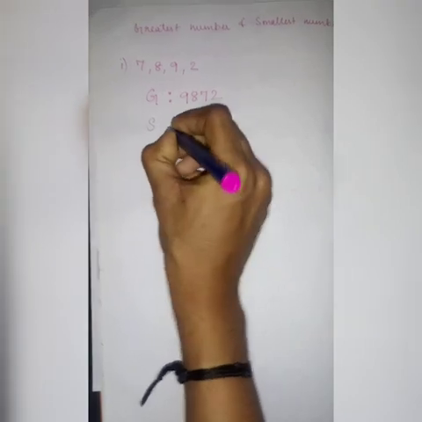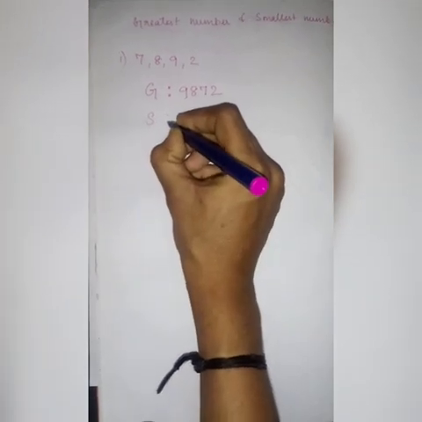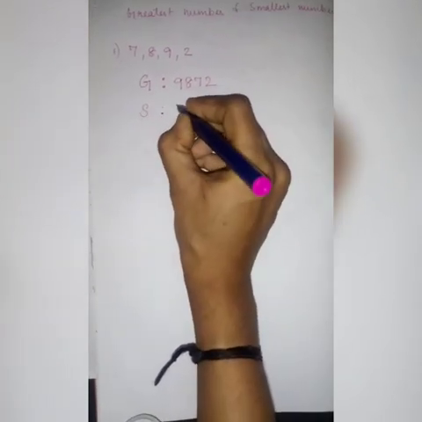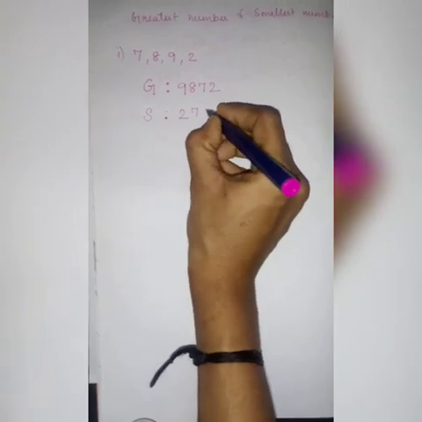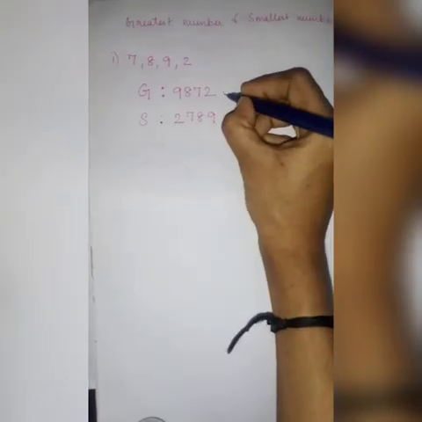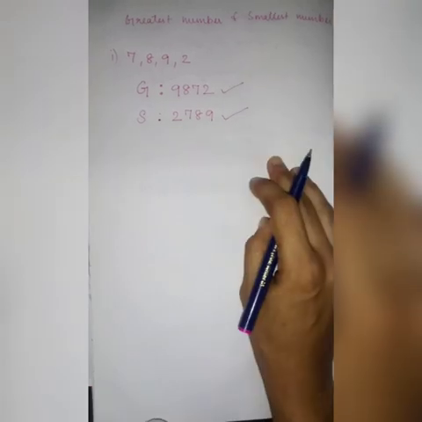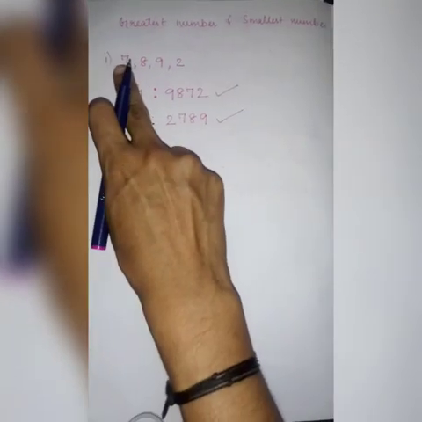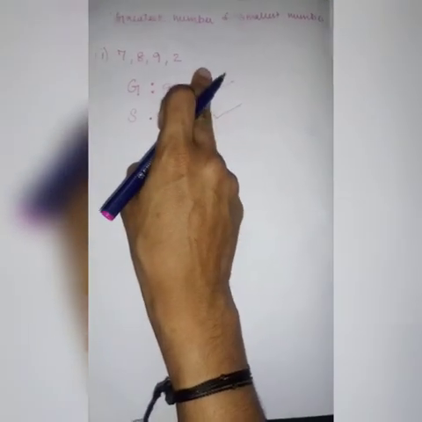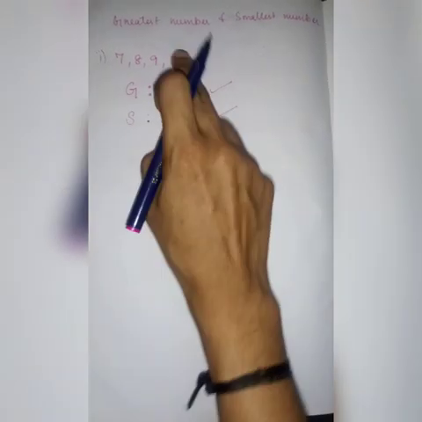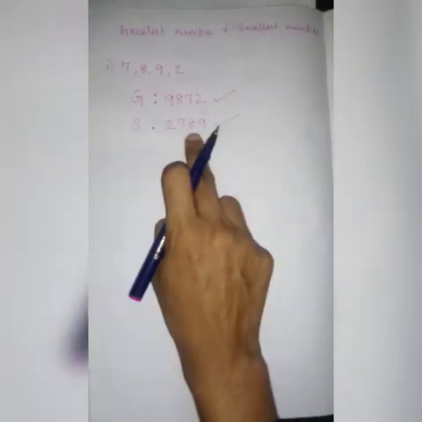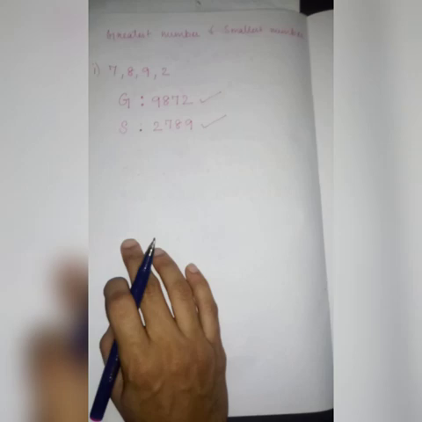Next, smallest. For the smallest, I am going to arrange them in ascending order. So 2, 7, 8, 9. This is a 4-digit number. This is also a 4-digit number which we got from these 4 individual digits. This is the greatest 4-digit number using these digits. This is the smallest 4-digit number using these digits.